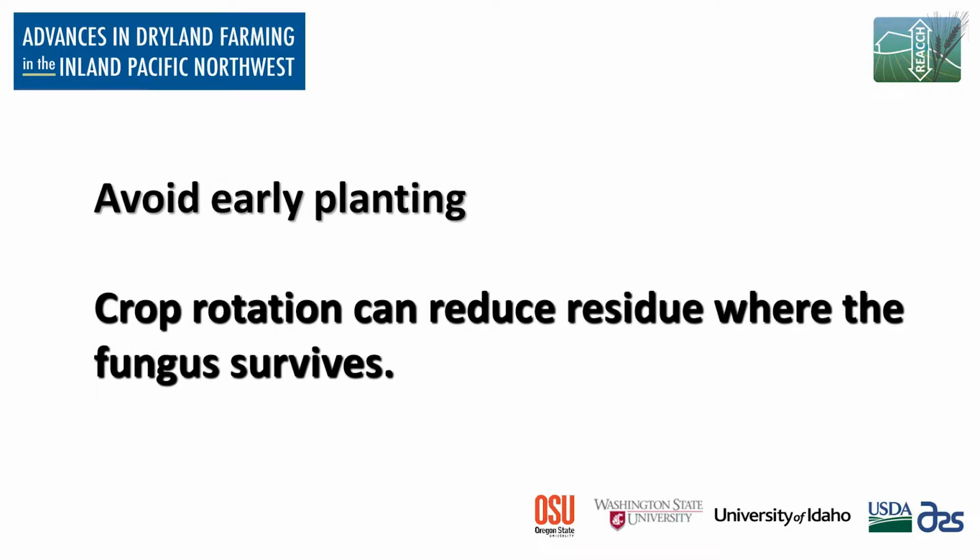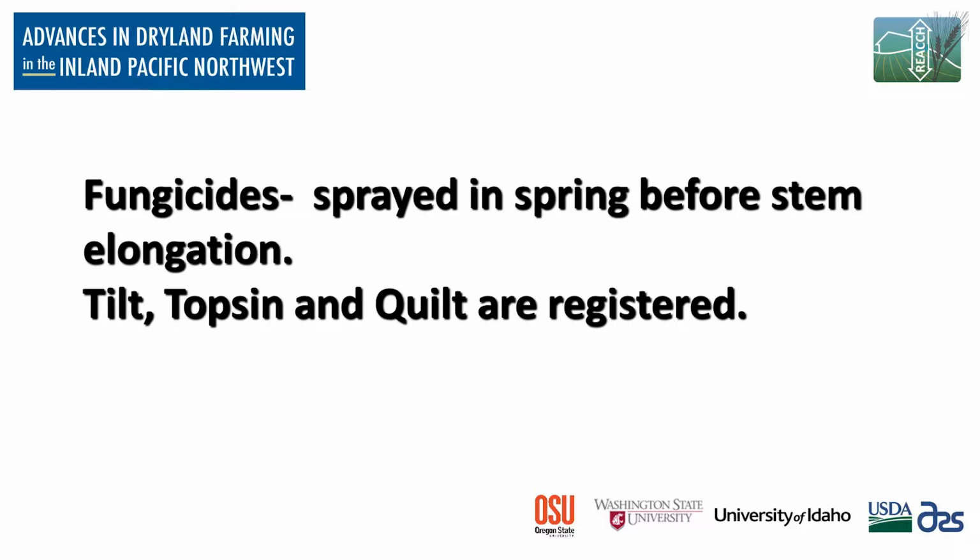Another thing that can be done is to avoid early planting, and then crop rotation can reduce the residue where the fungus survives. Now, fungicides are also effective if they're sprayed in the spring before stem elongation, and we still have 3 fungicides that are registered: Tilt, Topsin, and Quilt. So that's a possibility of controlling it on susceptible varieties. But since these resistant varieties have come out the last 25 years or so, the amount of fungicides used to control this has really dropped off. So resistance is the most cost-effective way of controlling this disease.